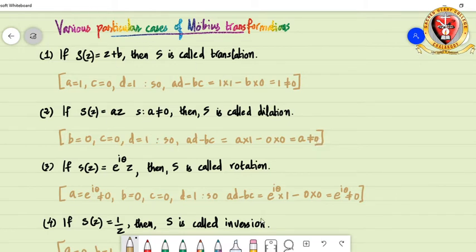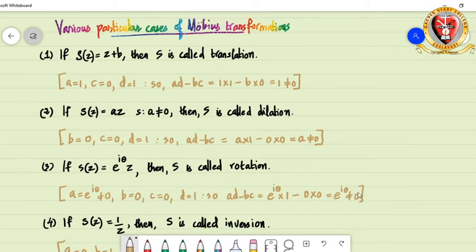So the next particular case is called a rotation, which is nothing but Z mapped to e power I theta into Z. The e power I theta will never become 0 because when we were dealing with the exponential function, we said that the exponential function will never take the value 0. So that is a particular case of dilation, as you can see. And B is equal to 0 here, C is equal to 0, D is equal to 1, and AD minus BC, when you are calculating, you get e raised to I theta, which is never 0.